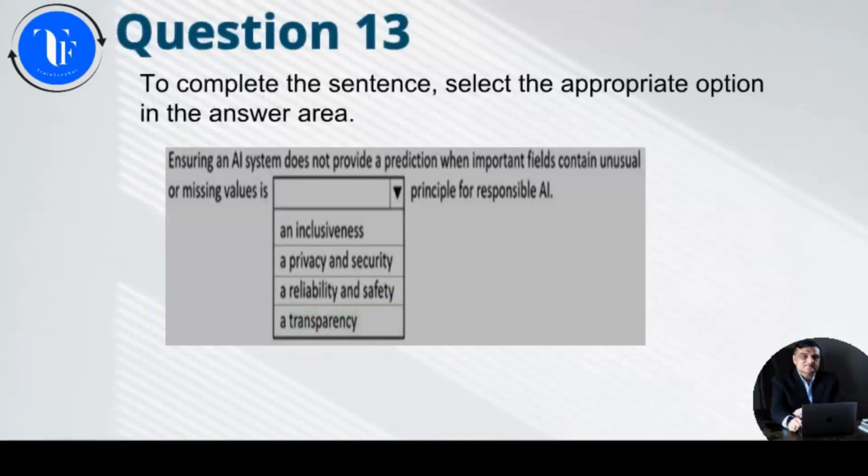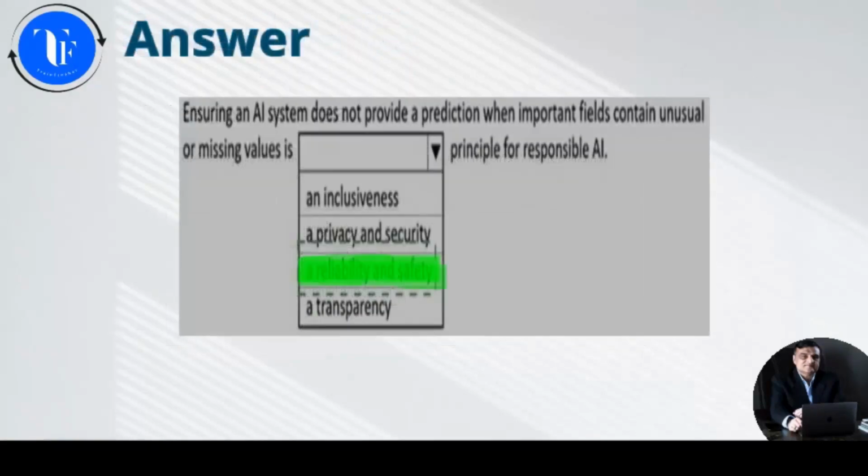Question 13. Ensuring an AI system does not provide a prediction when important fields contain unusual or missing values is a dash principle for responsible AI. Answer. Ensuring an AI system does not provide a prediction when important fields contain unusual or missing values is a reliability and safety principle for responsible AI.